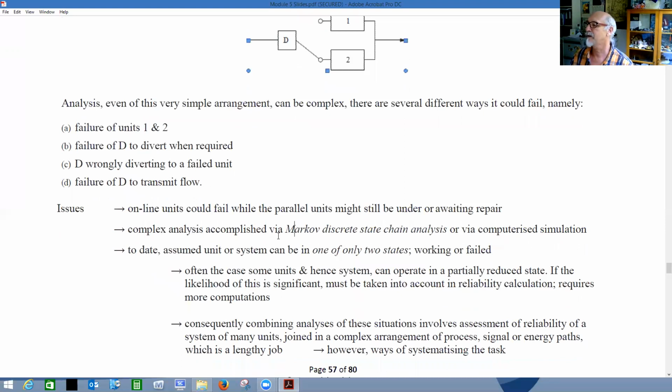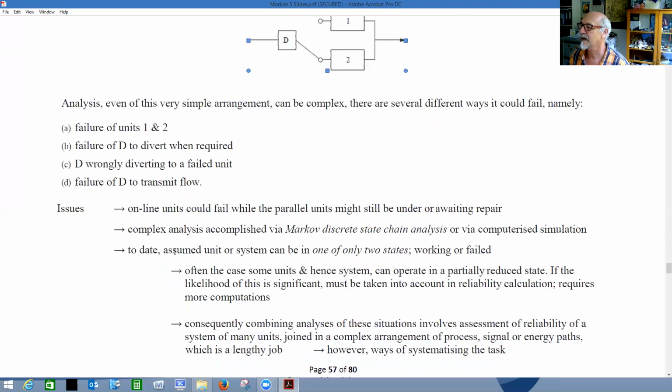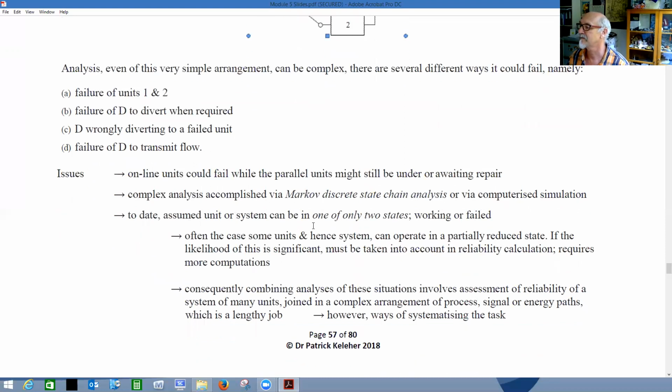Complex analysis is accomplished by this Markov discrete state chain analysis, and again, it's another mathematical technique. Or via computerized simulation, you can run little simulations on these kinds of things. To date, we've assumed the unit or the system can be in one of only 2 states, either it's working or it's failed. Often the case, some units and hence the system can operate in a partially reduced state. If the likelihood of this is significant, it must be taken into account in the reliability calculation, and obviously that's going to require more computations.